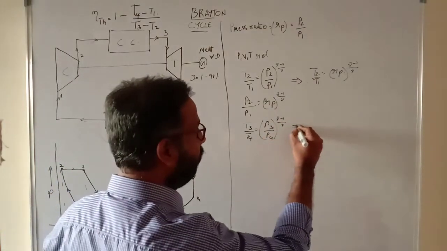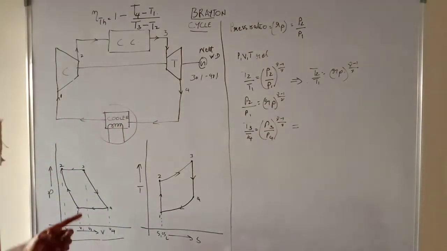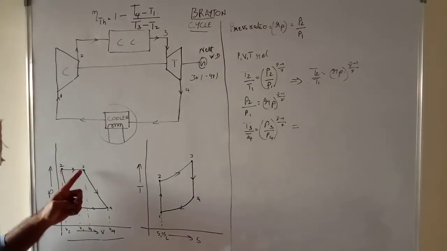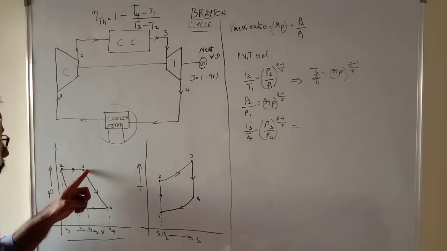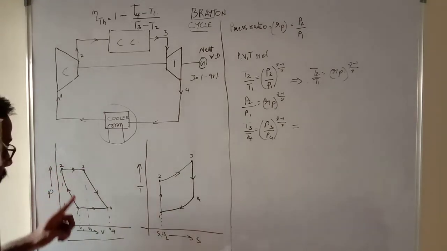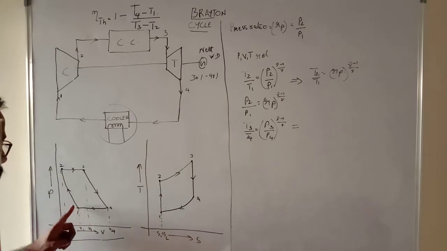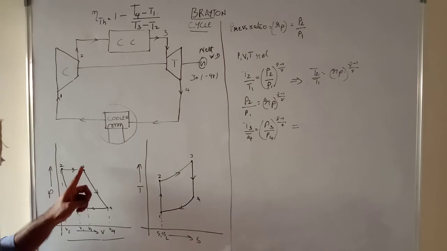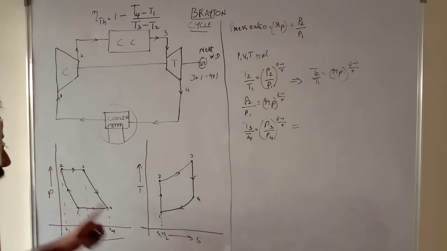Now if you look carefully at this PV diagram, we know that P3 is equal to P2 because it's a constant pressure process. So P3 is equal to P2, and P4 is equal to P1, again because it is a constant pressure process. So I can substitute P2 instead of P3, and P1 instead of P4.